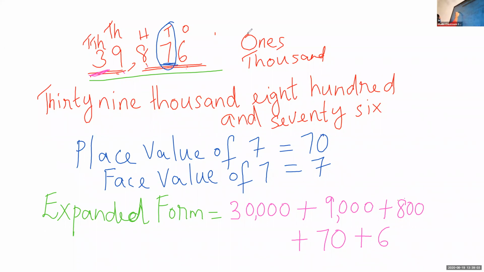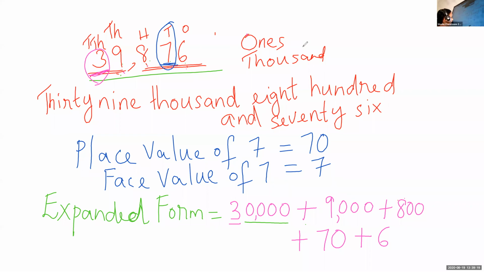You can write the first one, that is in the 10,000 place. Write 3. Then check how many digits are there. We have 1, 2, 3, 4. So there should be 4 zeros. Plus, right now 9 is in the thousands place.